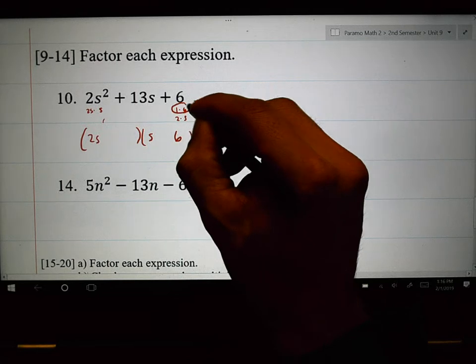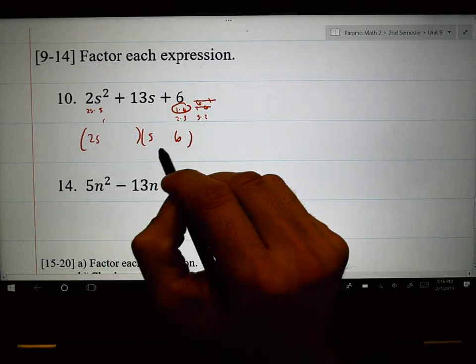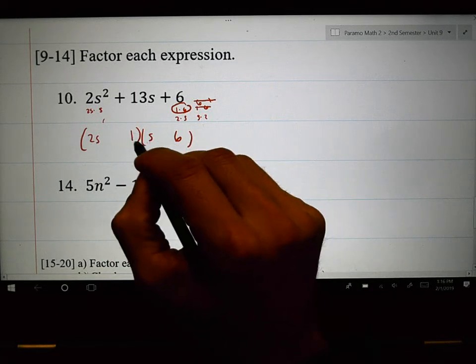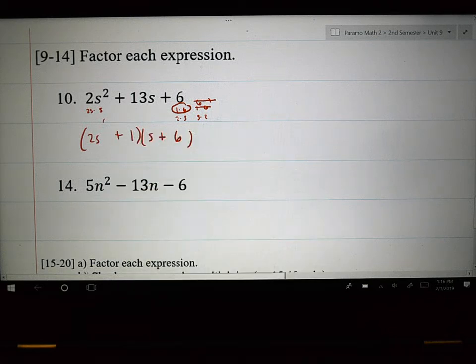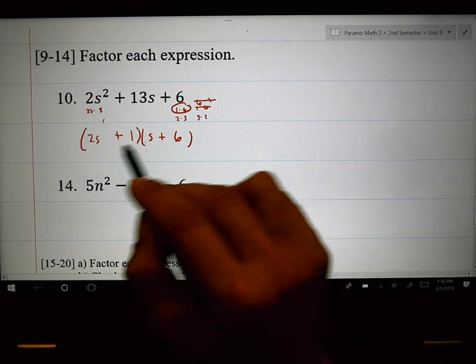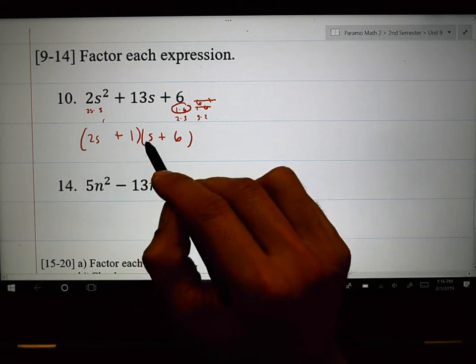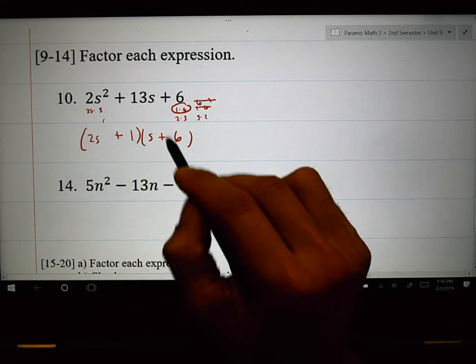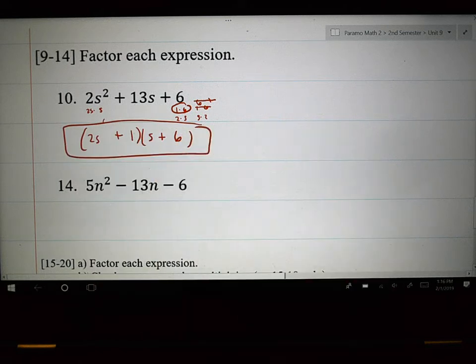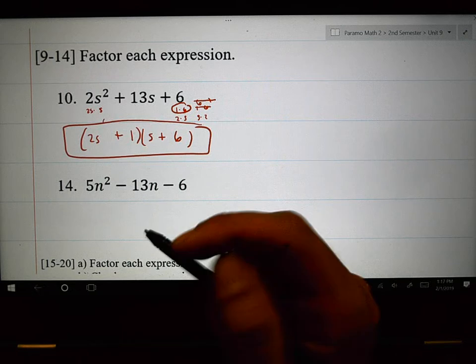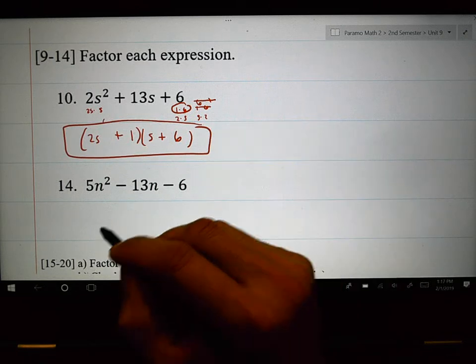I'm going to circle this. The outside would be 12s. The inside would be 1s. If that was a positive and that was a positive, 2s squared plus 12 plus another one is 13 and plus 6. Eventually, you get really good at double checking these things mentally. But if you are not good at doing that mentally, then you just work it out, FOIL it, double check.